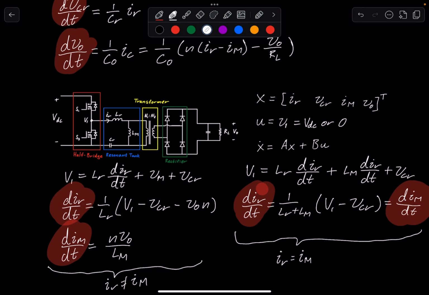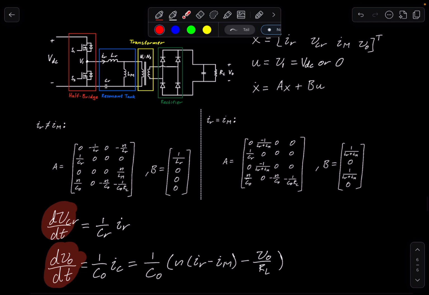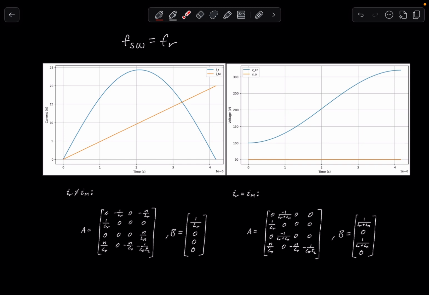Then if you use those equations, you will get these two matrices for the different cases. So you will see that this row is for the capacitor voltage, and this is for the output voltage, and they will stay the same for both of the scenarios. Only the first and the third row would change. So if you plot the step response of the system when the resonance current is not equal to the magnetizing current, you will get these two plots. So this is at switching frequency equal to the resonance frequency. Even though it doesn't look like that, it is.